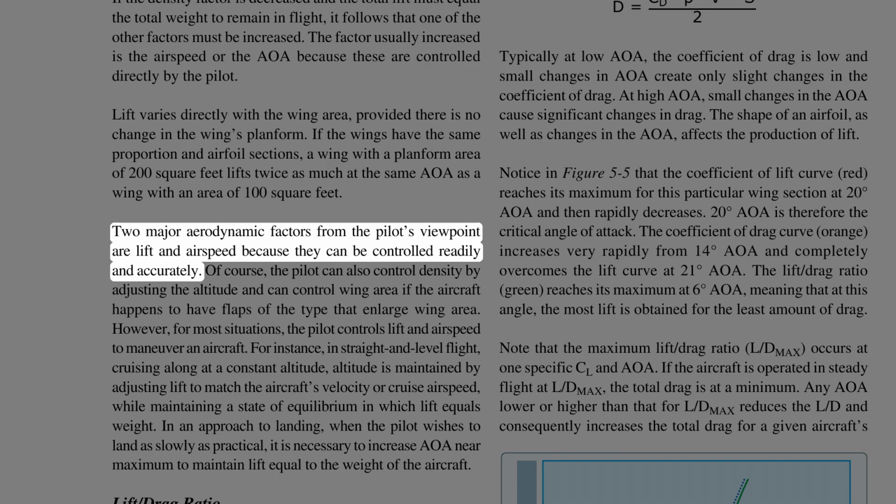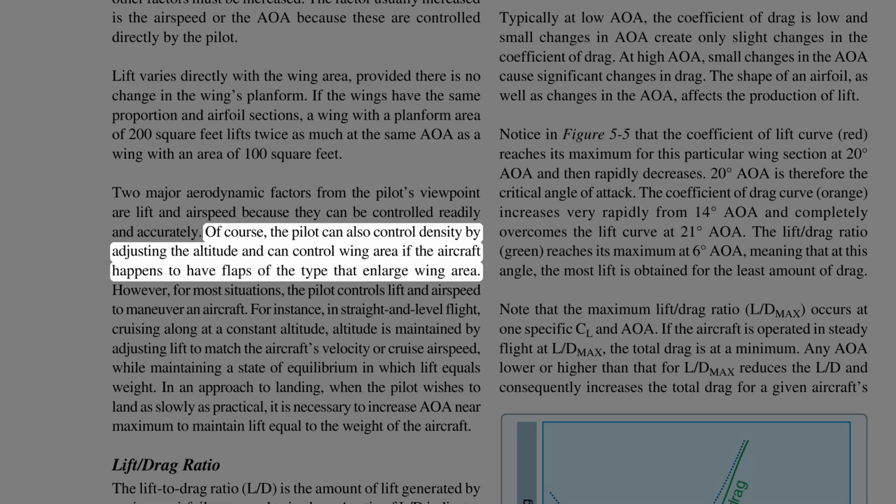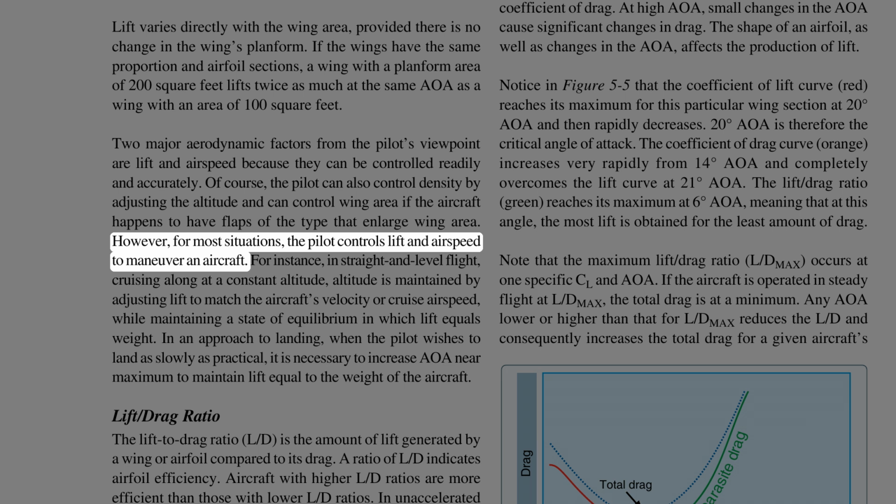Two major aerodynamic factors from the pilot's viewpoint are lift and airspeed because they can be controlled readily and accurately. Of course, the pilot can also control density by adjusting the altitude and can control wing area if the aircraft happens to have flaps of the type that enlarge wing area. However, for most situations, the pilot controls lift and airspeed to maneuver an aircraft.